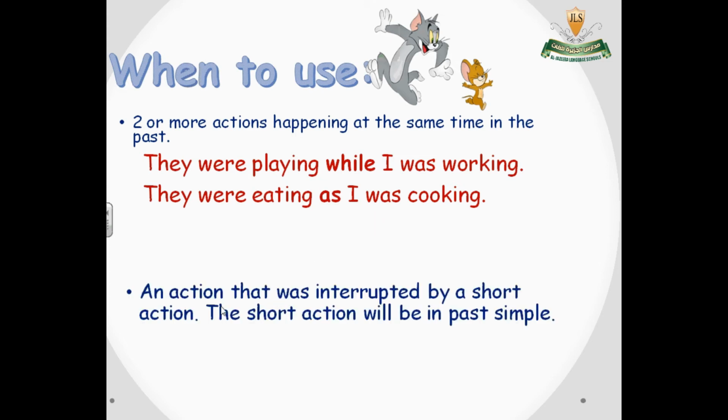The other way also is an action that was interrupted by a short action, something which cut the action. Something which I was doing and something happened in the middle of it. And the short action, I use it in the past simple tense. For example, I was walking when it started to rain. Which action happened first? Was walking. And which happened in the middle? Started to rain. So this one, I will put in the past simple tense.